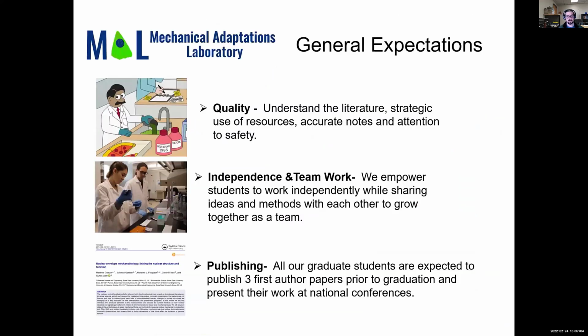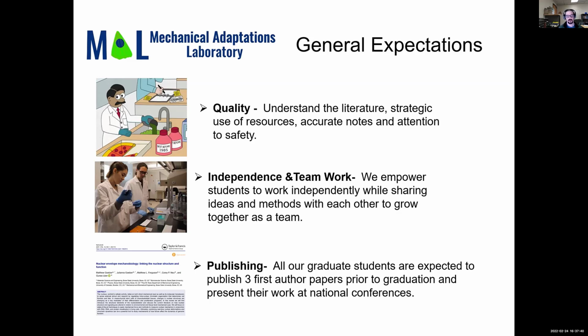So I think with that, the general expectations in the lab: one is quality. That means that we expect students to understand the literature that they are dealing with, and be responsible for reading and understanding what's out there. That leads to, we believe, strategic use of resources so we don't waste anything, and also accurate notes and attention to safety. Independence and teamwork are both encouraged in the laboratory. This is your project, so that means that you have to work independently.